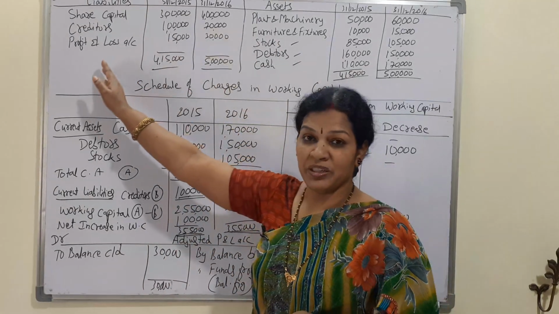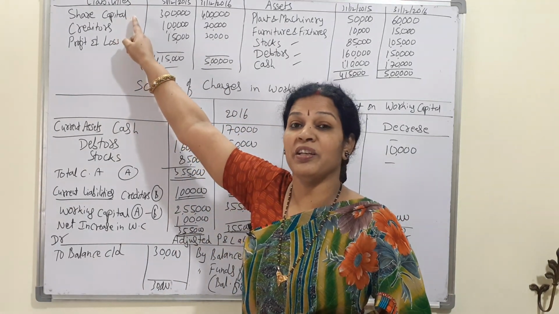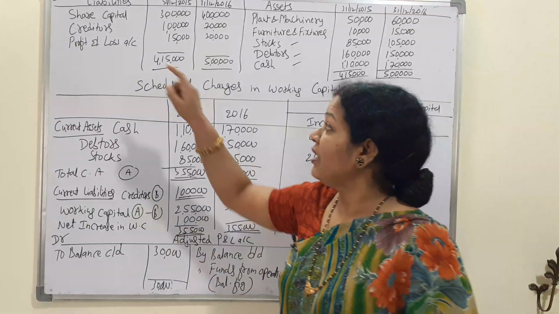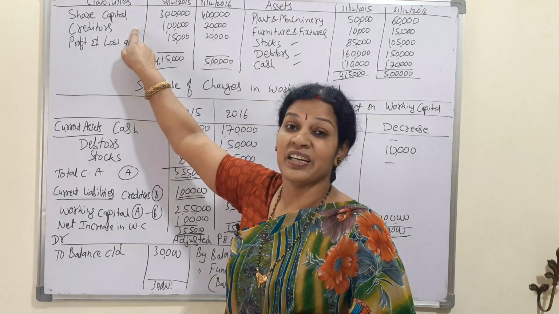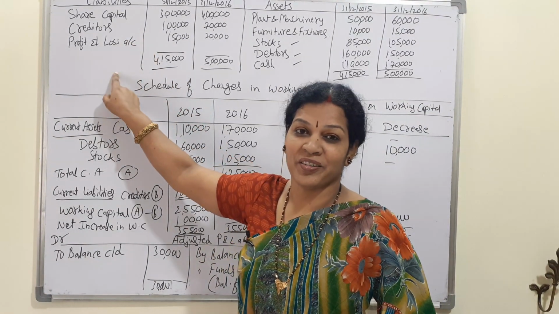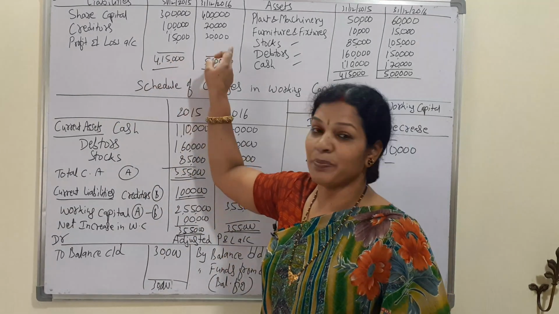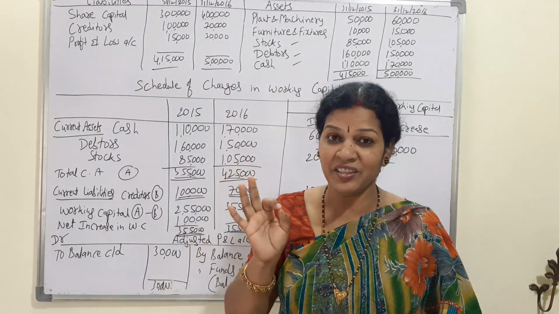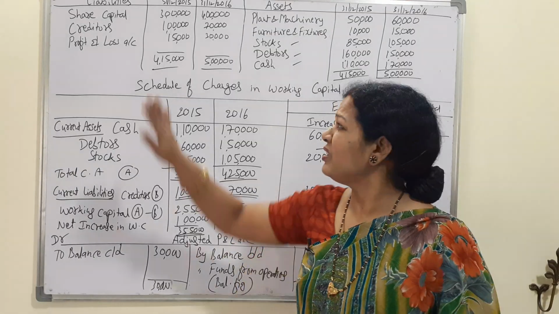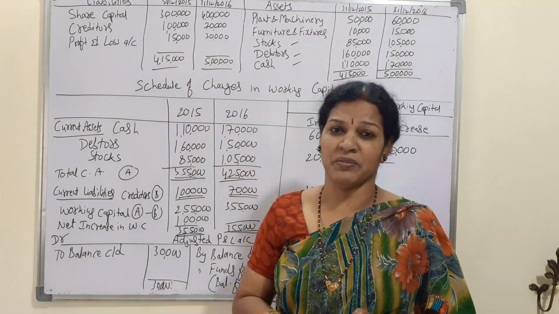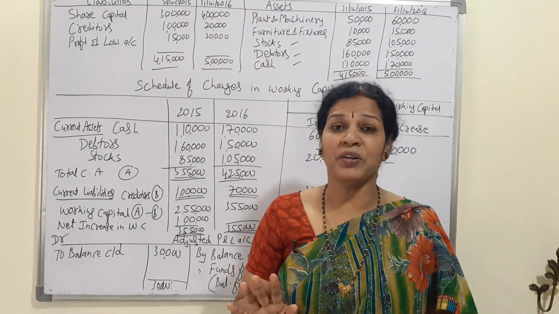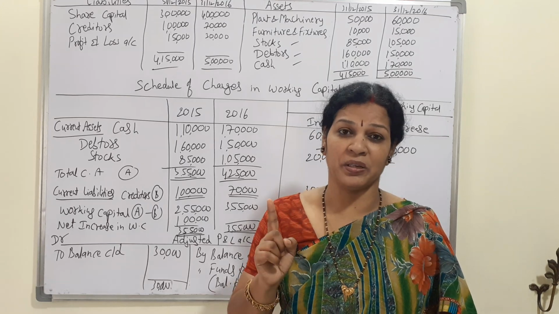Now coming to the liability side, share capital comes in the fund flow statement. And creditors is the current liability. Profit and loss account, we open the adjusted profit and loss account with these balances. This is the problem, a small problem with no adjustments. What do we need to do first? The schedule of changes in working capital.